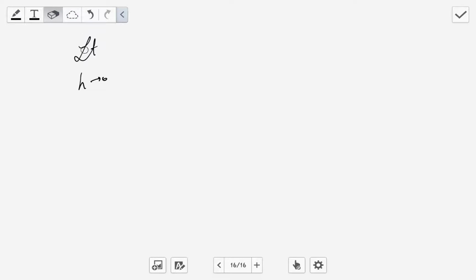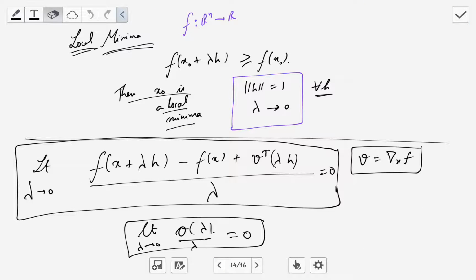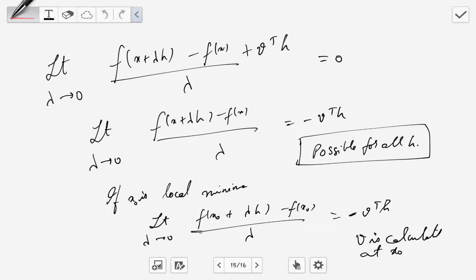Now we'll use this. Since this is always true if it is a local minima, this implies f of x0 plus lambda h minus f of x0 is greater than or equal to 0. That means this quantity is always greater than or equal to 0, because lambda is always greater than 0. We take lambda greater than 0. It is approaching only from the right, because h will take care of the direction.